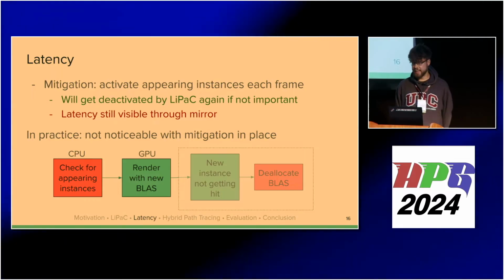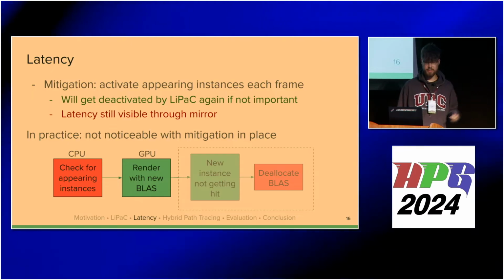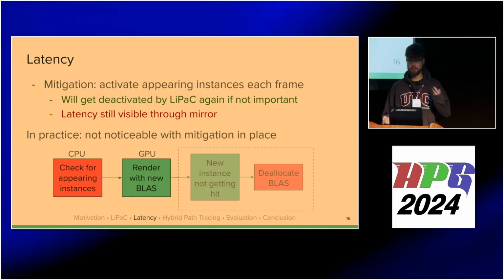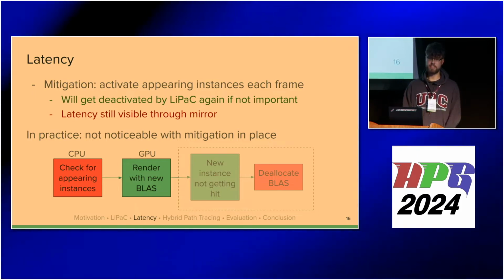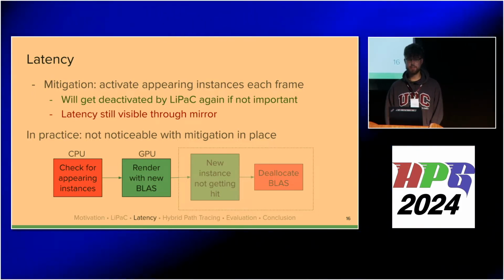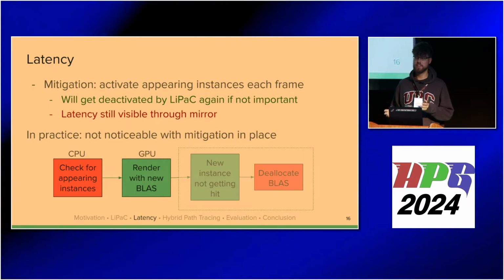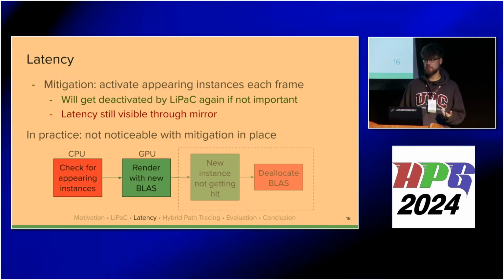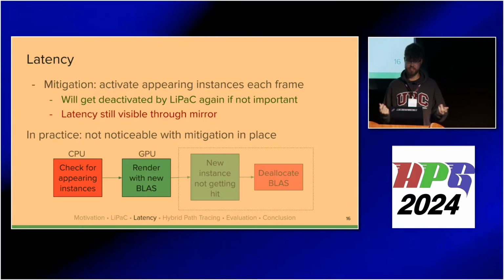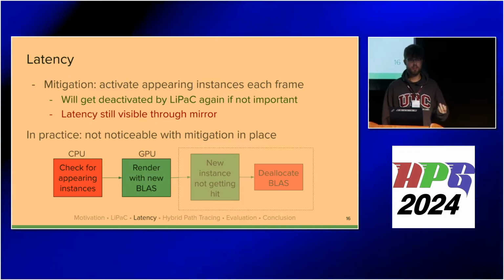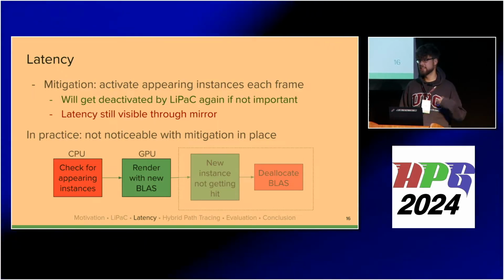We propose a mitigation for that problem, which is that we check, this time on the CPU again, in each frame before we record the TLAS build commands, whether instances have newly appeared in the frustum. With newly appeared, I mean that either instances have been created inside the frustum, or that the camera has moved in a way that instances that were not visible before are now inside of it. And for all of these instances that have newly appeared, we make sure that the associated BLAS is built and also that the instance is in an active state.